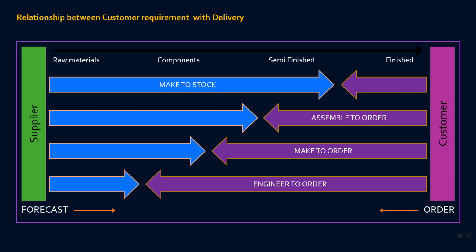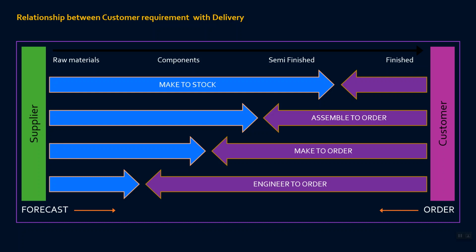Or else, engineer to order means your client's imagination. You are first drafting it down in terms of a drawing or design or 3D model. The client will give approval on that 3D model, and once it is approved, you will start making or purchasing the raw material for that particular item. Then you will cut it into components, semi-finished, finished.